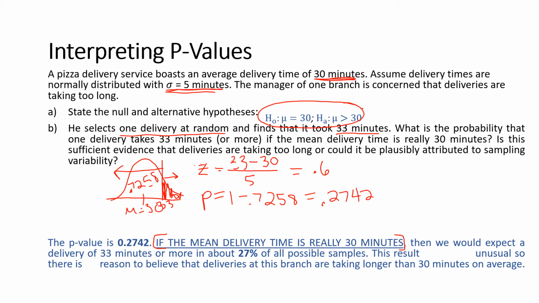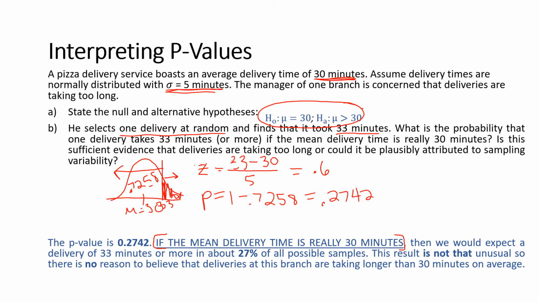So go on to read here. This result is not that unusual. So there is no reason for us to believe that deliveries at this branch are taking longer than 30 minutes on average. If something happens 27% of the time, that's not strong enough evidence, that's not unusual enough for us to think the null hypothesis is wrong.